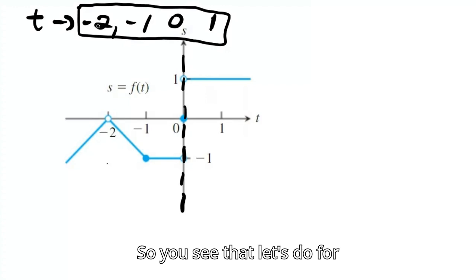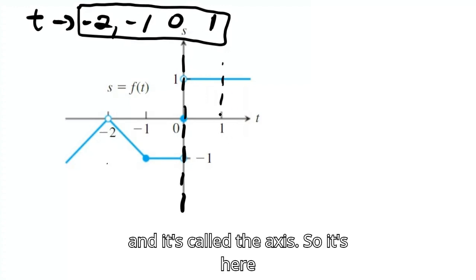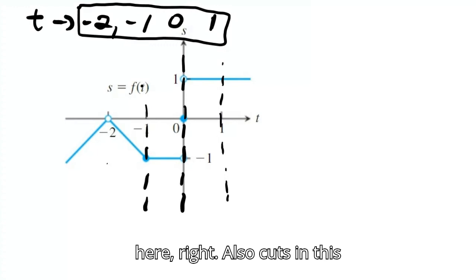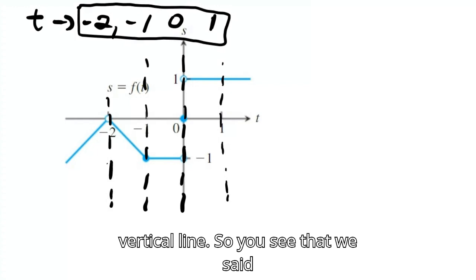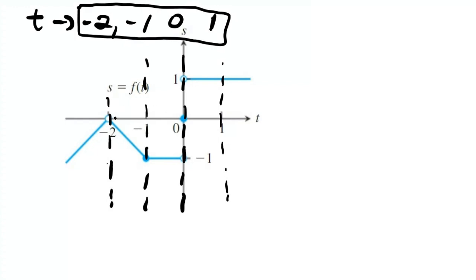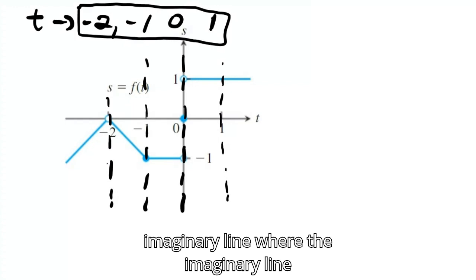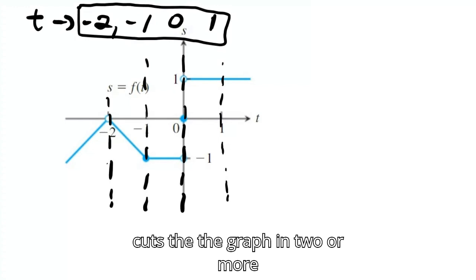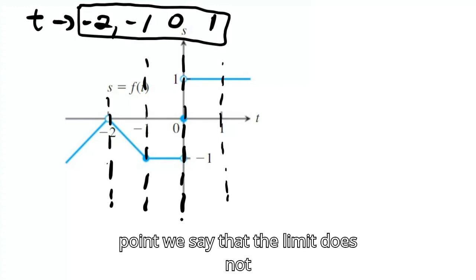Let's do it for 1. 1 is also here, and the imaginary line cuts the graph here. And then we go to -1. -1 is here, and it cuts in this way. -2 is here, so through the negative vertical line. We said that after drawing the imaginary line, where the imaginary line cuts the graph in two or more points, at that point we say that the limit does not exist.